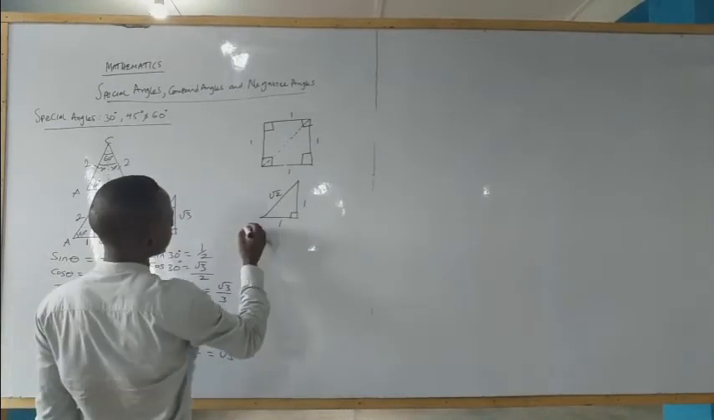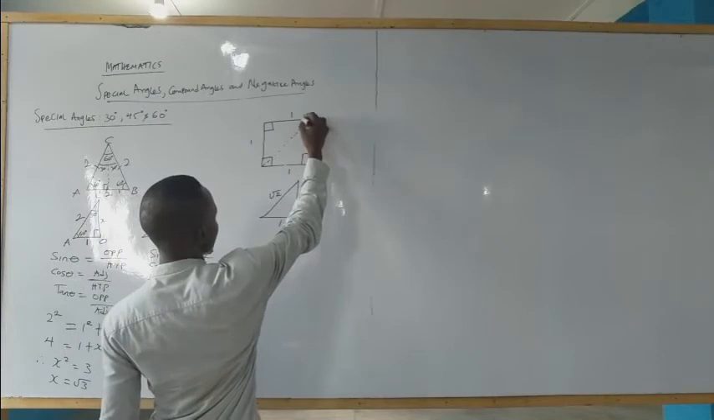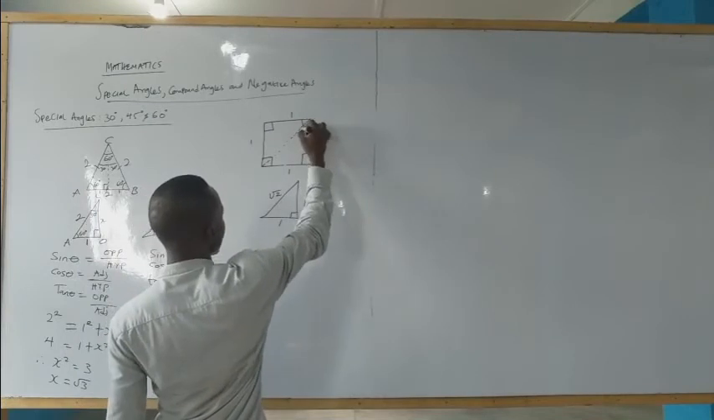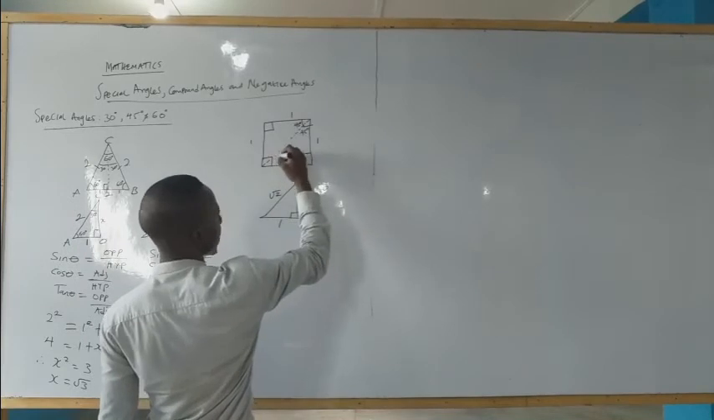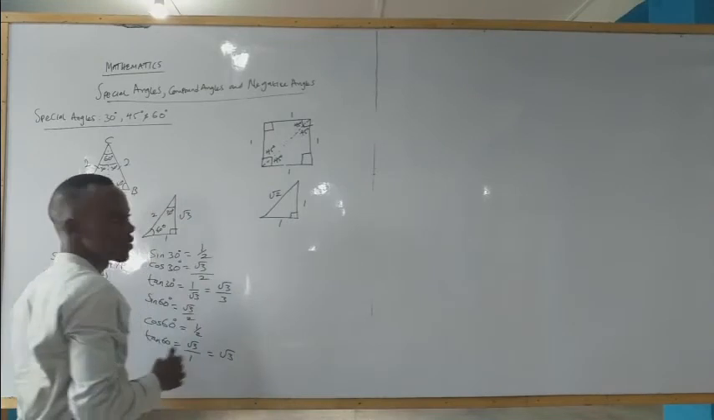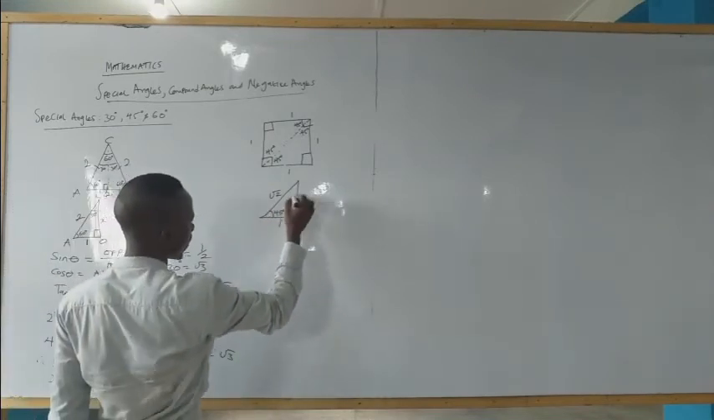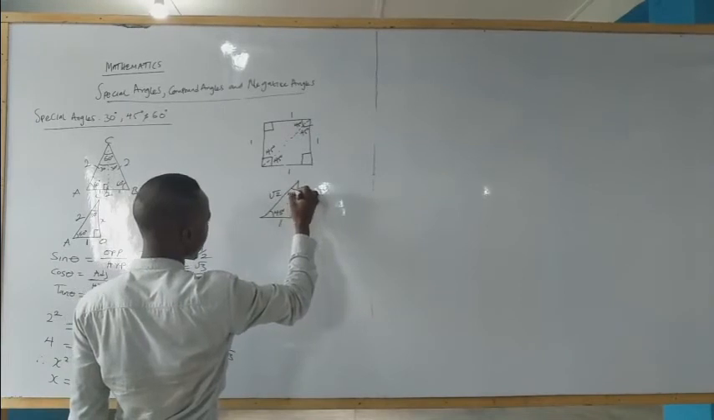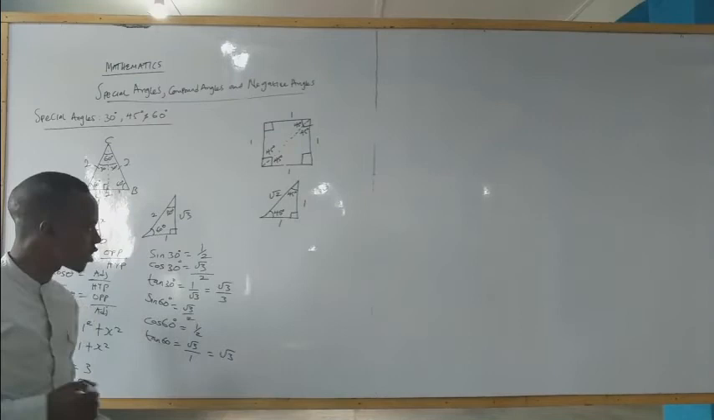So then, this is 90. So I've divided this one into 2, making this place 45 degrees and 45 degrees. The same thing here, 45 degrees, 45 degrees. So here is 45 and here is 45. By the time you add all the three, it will sum up to 180, the sum of angles in a triangle.